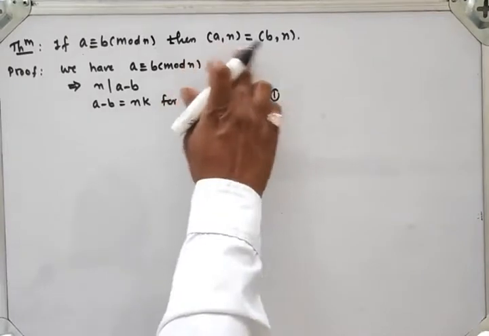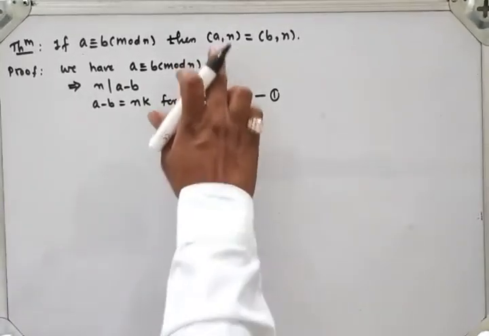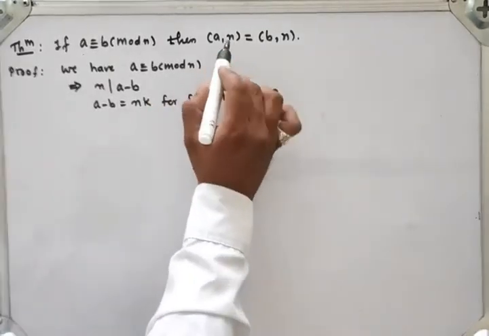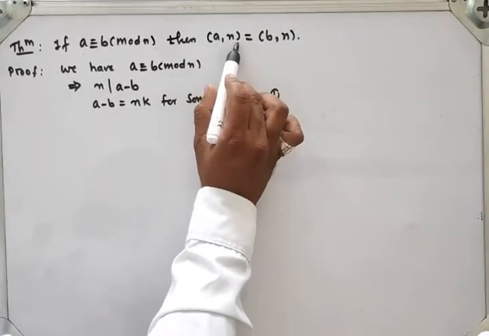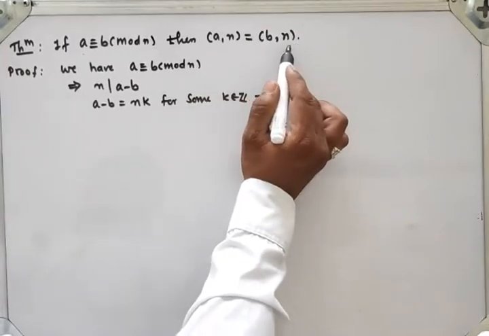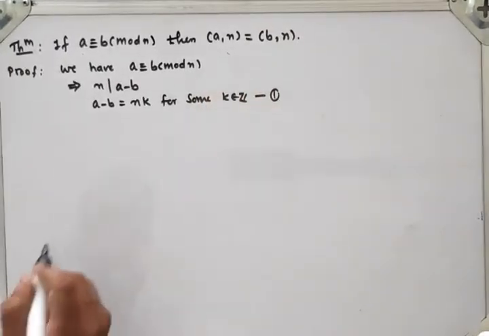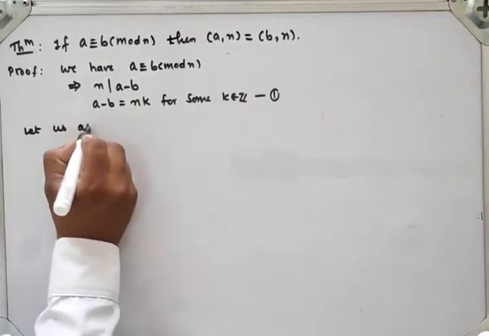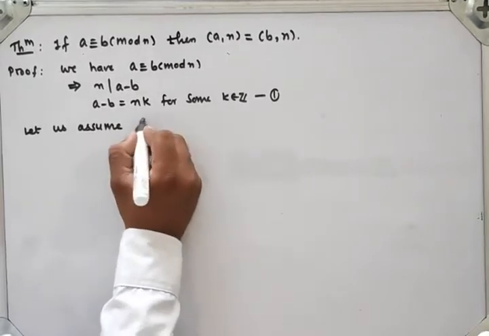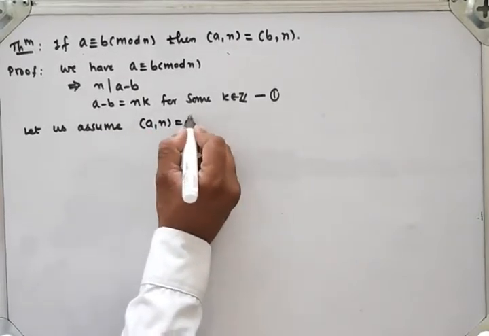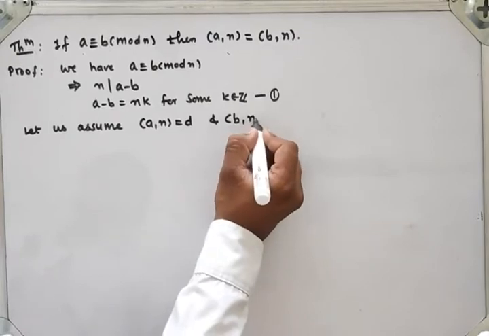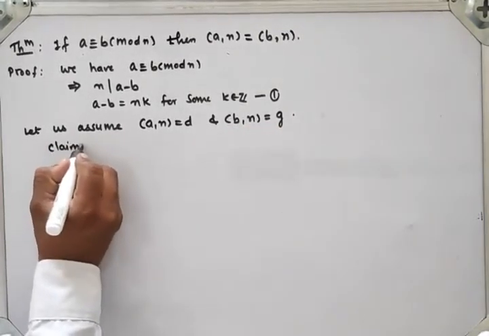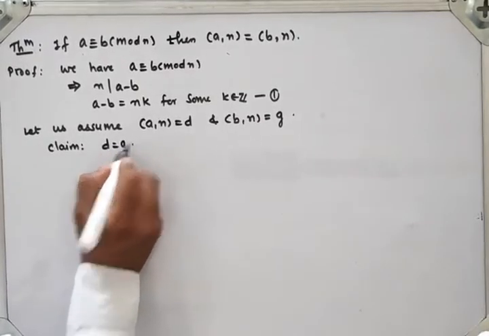Also here we have to show that GCD of a and n and GCD of b and n should be the same. So let us assume that GCD of a and n is d and GCD of b and n is g, and finally show that both have the same GCD. So what is our claim? What do we have to prove? d is equal to g, right?